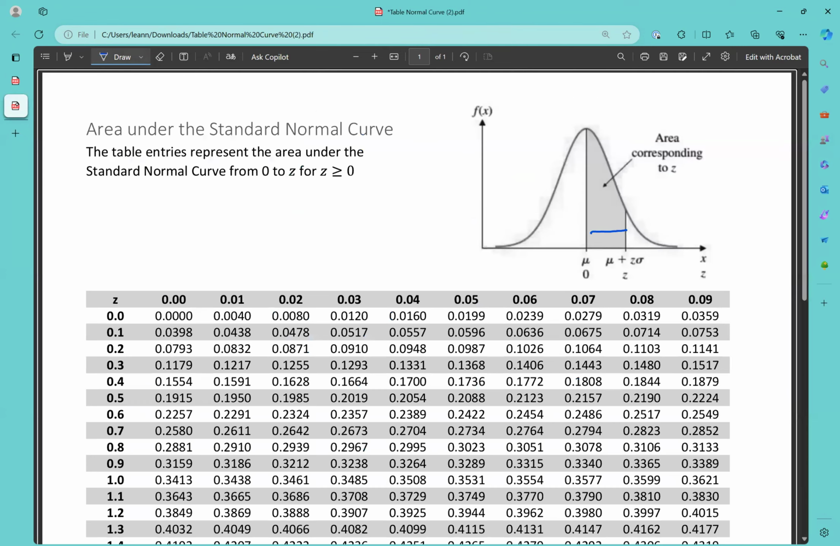So let's go to our table. And remember, there are no negatives on your table. That's because the area from 0 to positive z is the same, symmetrically, as 0 to the negative z of that same value. So we're looking for 0.7 and 0.05 because that'd be 0.75. Find where those overlap. That is 0.2734. Okay, so I'm going to put that back on, so this is 0.2734.